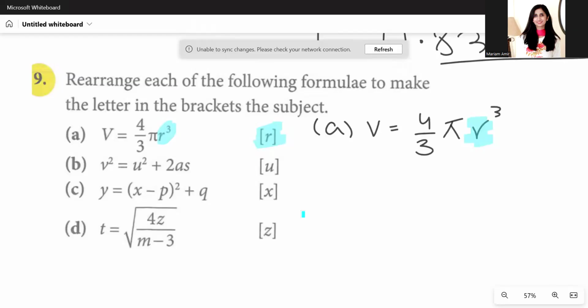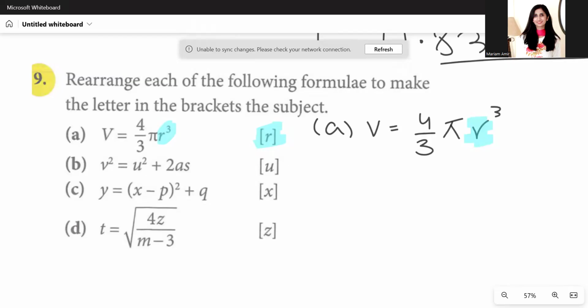Record. Okay, it is recording. All right, let's resume. So we need to make girls, everybody. All right, we need to make R the subject.